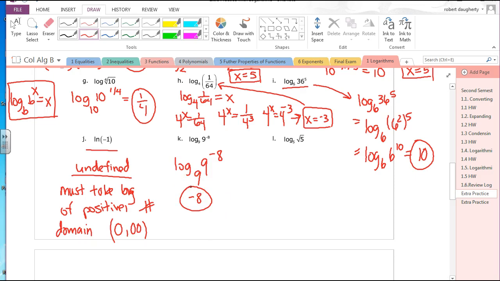Log base 5 of the square root of 5. Again, don't waste much time on this. The log base 5 of 5 to the 1/2, that's what square root means. Log base 5 of 5 to the 1/2 is 1/2.